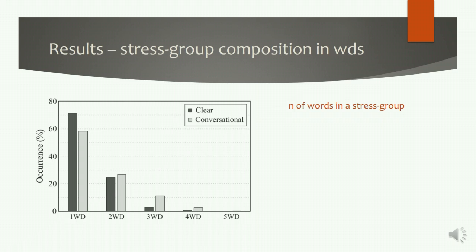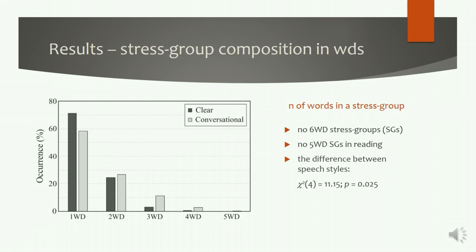We were first interested in the number of words in one stress group. So it can be seen that one-word stress groups are prevalent in both styles, but more common in clear speech than in conversational speech. Stress groups consisting of 2 words, second pair of columns, is more or less balanced. 3-word stress groups are more common in conversational speech. There were no 6-word stress groups, and the 5-word stress groups were only found in conversations, not in reading.